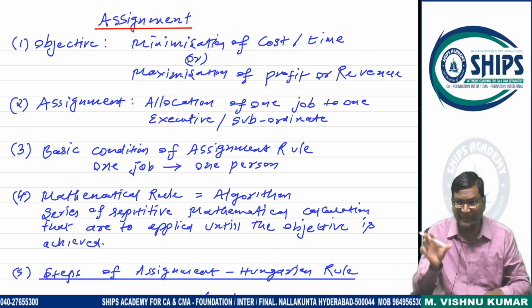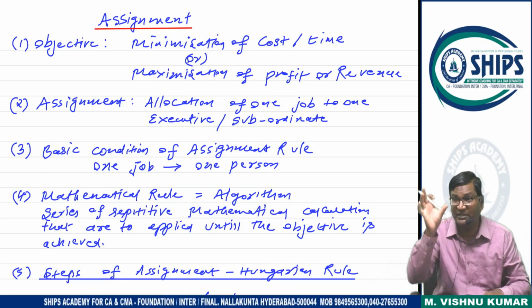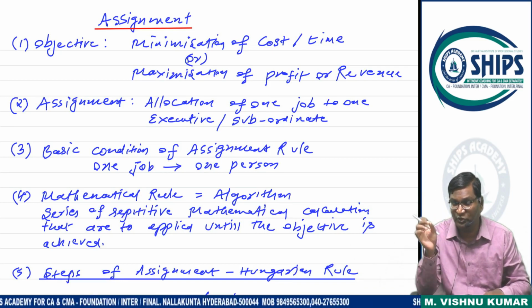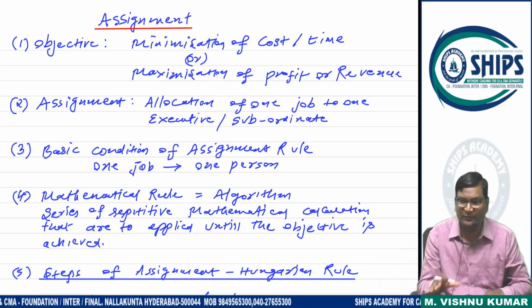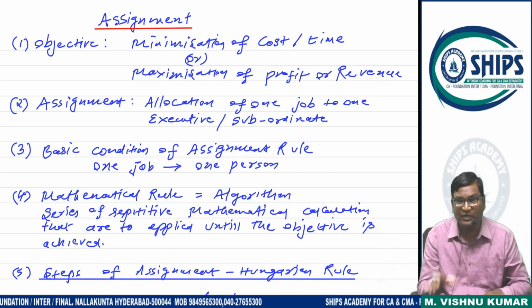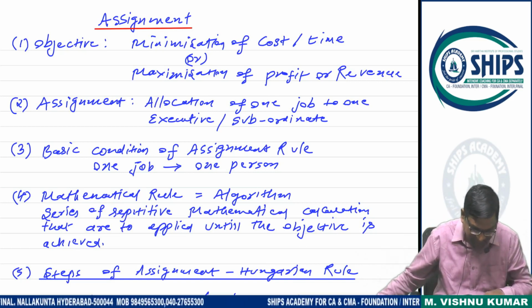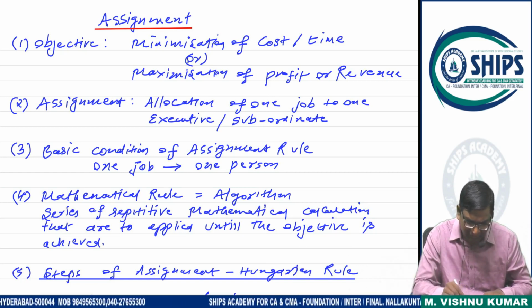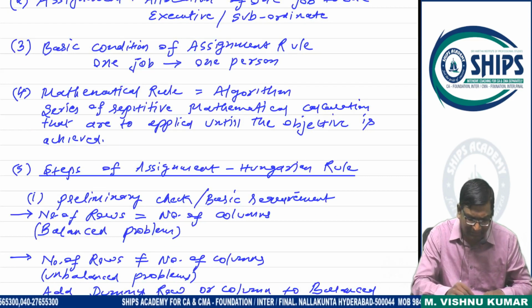The procedure which was developed by the Hungarian mathematician is not applicable here because he made some rules. In those rules, what is clearly mentioned? One job should be given to one person. Clear? The assignment procedure also follows the same thing. One job should be given to one person. One person should do one job. Clear? Next. So the basic condition of the assignment rule is what? One job should be done by one person only. Understand?